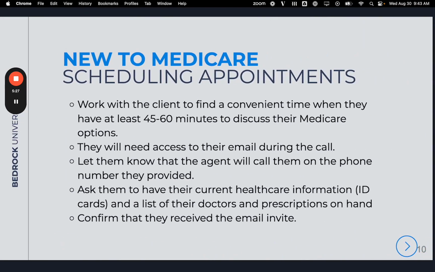New to Medicare, scheduling appointments. Work with the client to find a convenient time when they have at least 45 to 60 minutes to discuss their Medicare options. They will need access to their email during the call. Let them know that the agent will call them on the phone number that they provided. Ask them to have their current healthcare information, such as ID cards, and a list of their doctors and prescriptions on hand. Finally, confirm that they received the email invite.